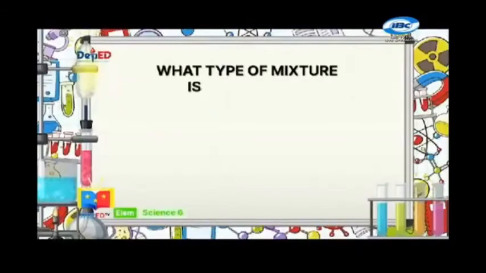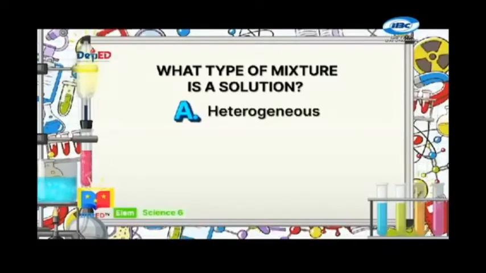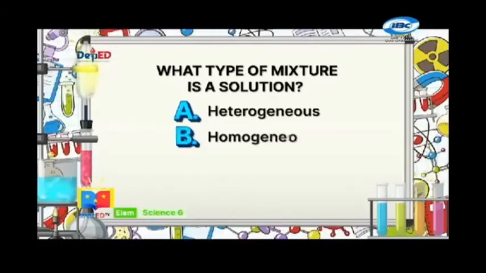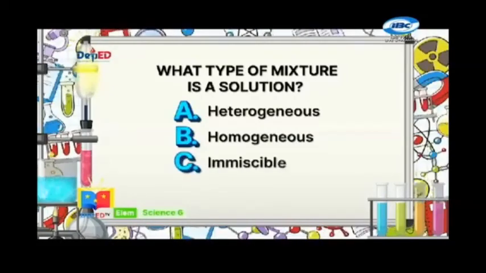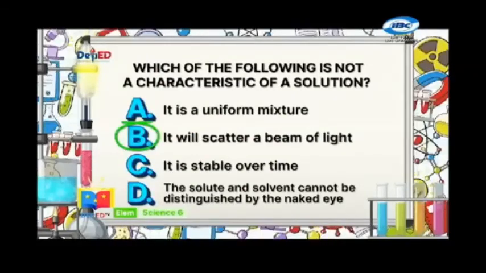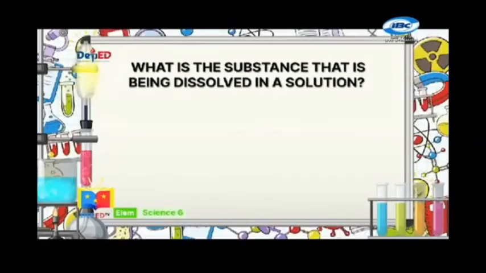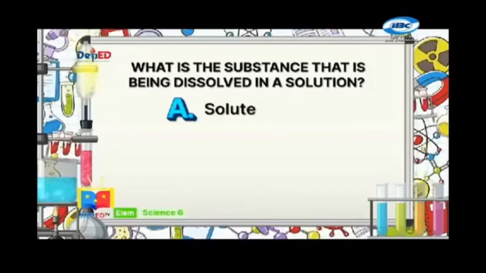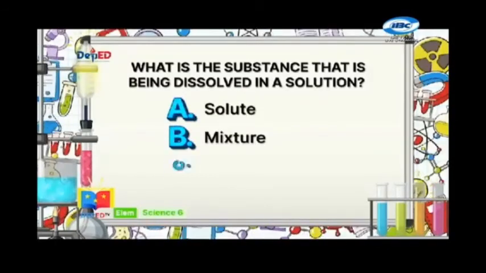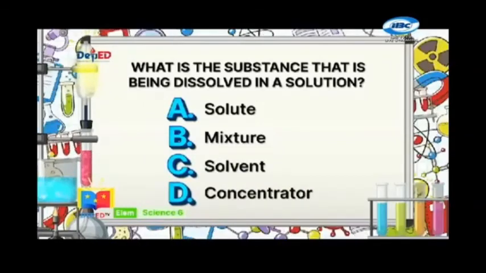Number 1. What type of mixture is a solution? A. Heterogeneous. B. Homogeneous. C. The correct answer is B. It will scatter the beam of light. Number 3. What is the substance that is being dissolved in a solution? A. Solute. B. Mixture. C. Solvent. Or D. Concentrator. The correct answer is A.